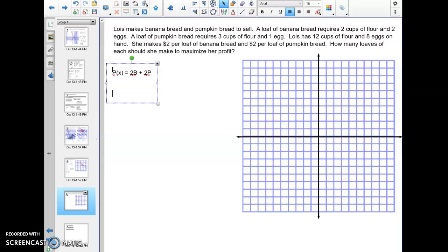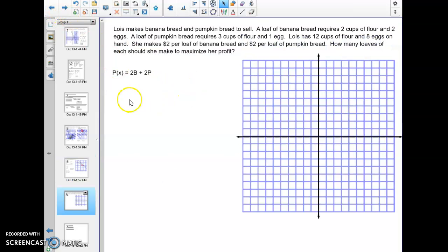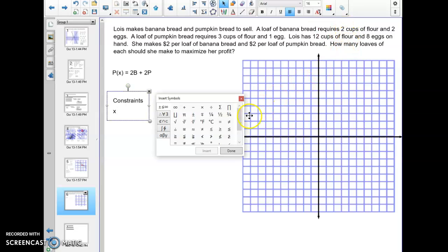Now, I need to come up with my constraints. So if you go back to this one, constraints, obviously my x has to be greater than or equal to 0, and my y has to be greater than or equal to 0, because I can't have less than 0 cups of flour and I can't have less than 0 eggs. So these two are going to be obviously greater than 0.